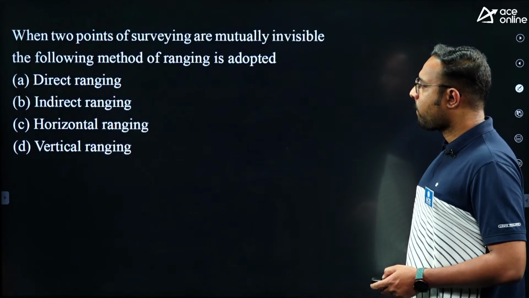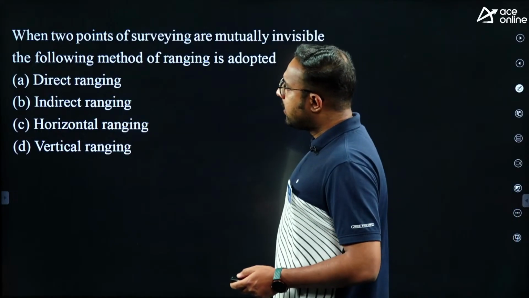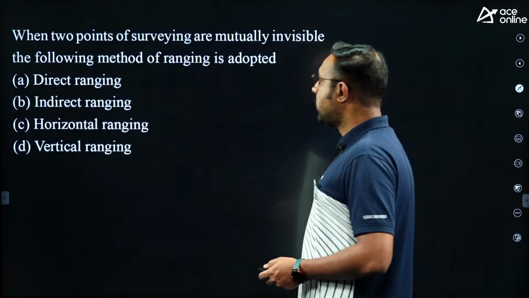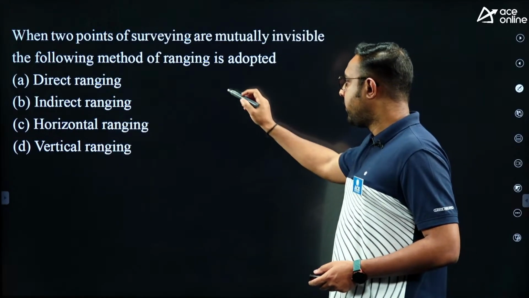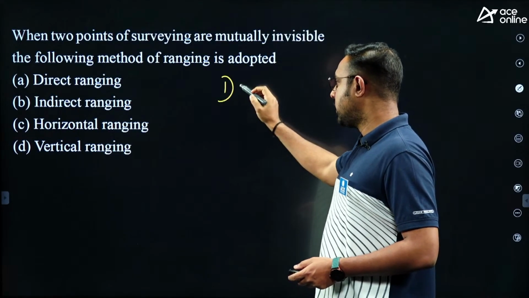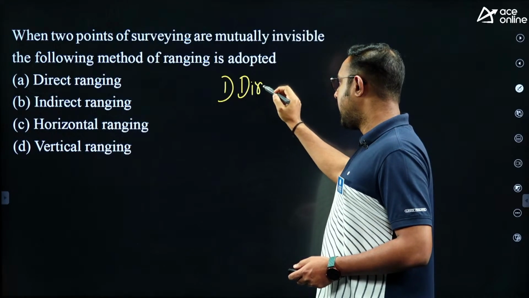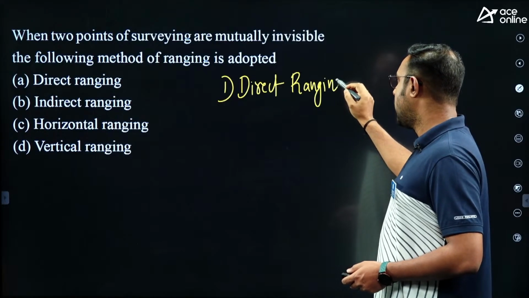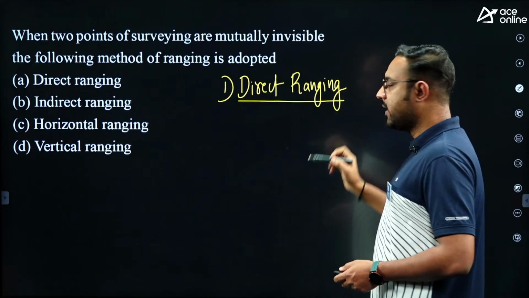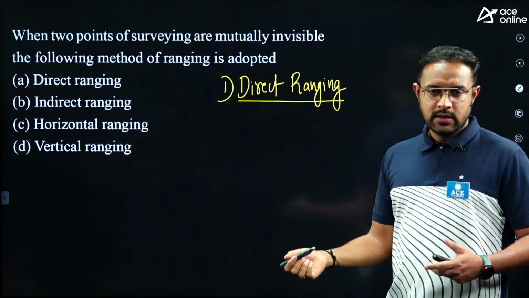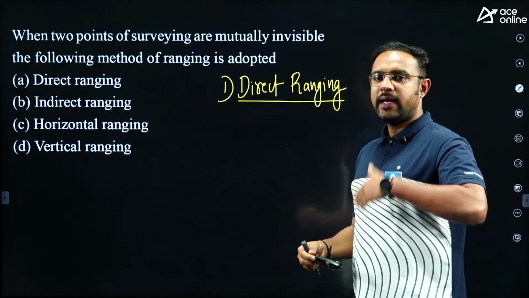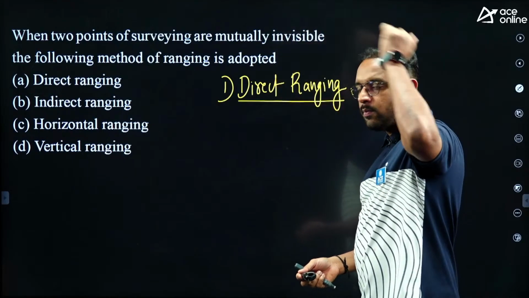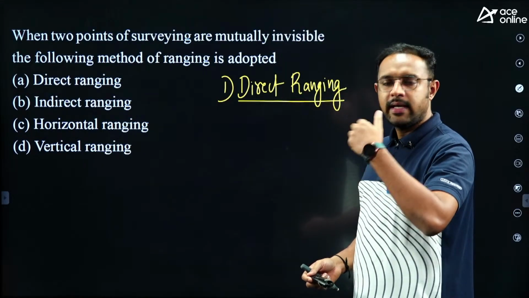Next, please look at this. When 2 points of surveying are mutually invisible, the following method of ranging is adopted. So basically we have the following three methods of ranging. First one is what we call direct ranging. So when will you call a ranging as direct ranging? I will go for direct ranging only when the end stations are intervisible. That's very important. That means I am standing here and I can see the opposite point of the survey line. That is what we call intervisibility.